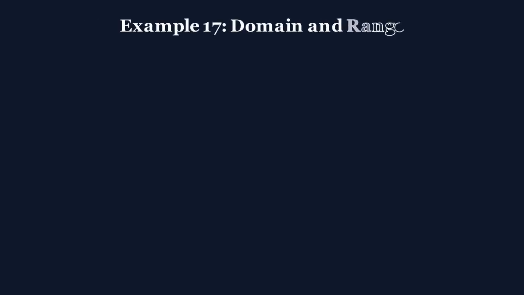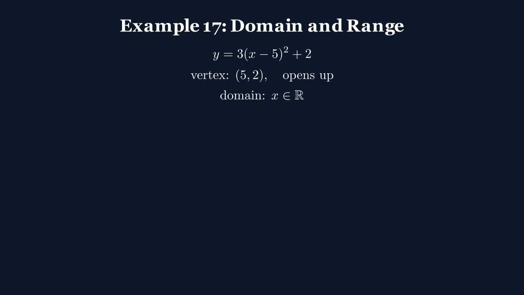Example 17. State the domain and range of y equals 3 times (x minus 5) squared plus 2. The domain of any quadratic is all real numbers. The vertex is (5, 2), and the graph opens up. Therefore, the range is y greater than or equal to 2.